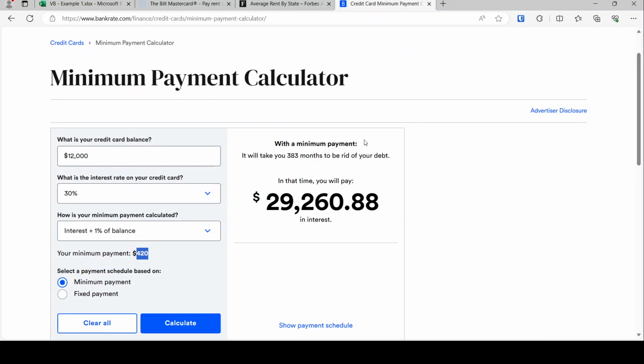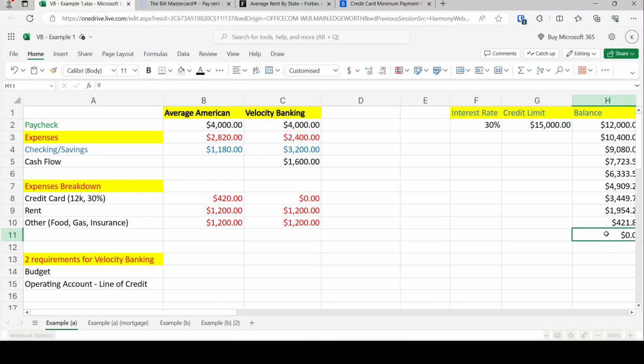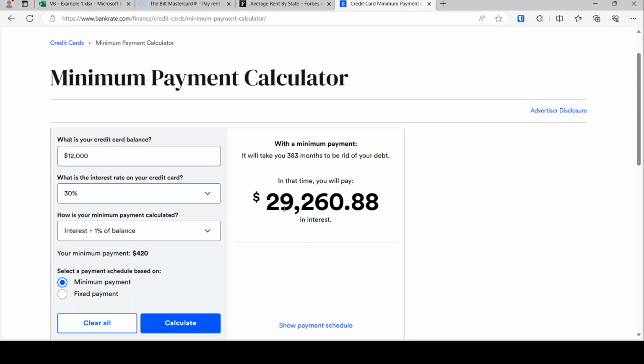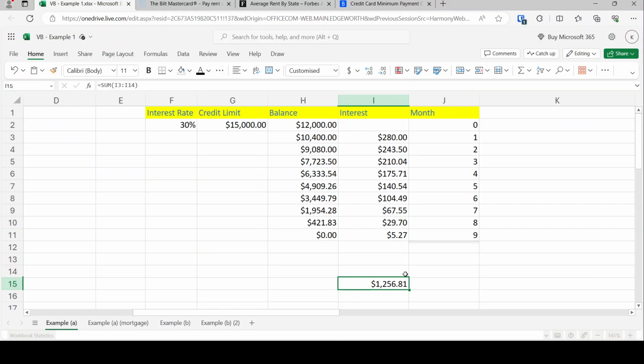Because if we take a look here, if we just pay the minimum payment, which is essentially scenario one, we will pay 29 grand in interest. And look at this, we paid it off in about 9 months, and we only paid 1,200. Isn't that insane? If you actually tally up what you're paying in interest, 29 grand to borrow 12 grand, or would you rather pay $1,200 to borrow 12 grand, right?